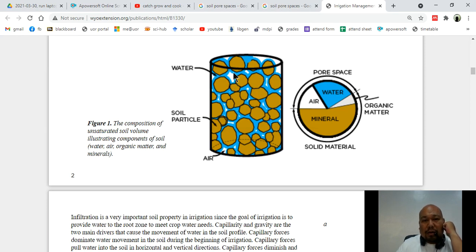Ang tubig can occupy the macropores and the micropores, and it could also create a thin film around each soil particle. So there's, kumbaga, just a very thin layer of water surrounding a particle. Kanang water nga mo surround sa particle, mao na gitawag og hygroscopic water. Again, hygroscopic water.